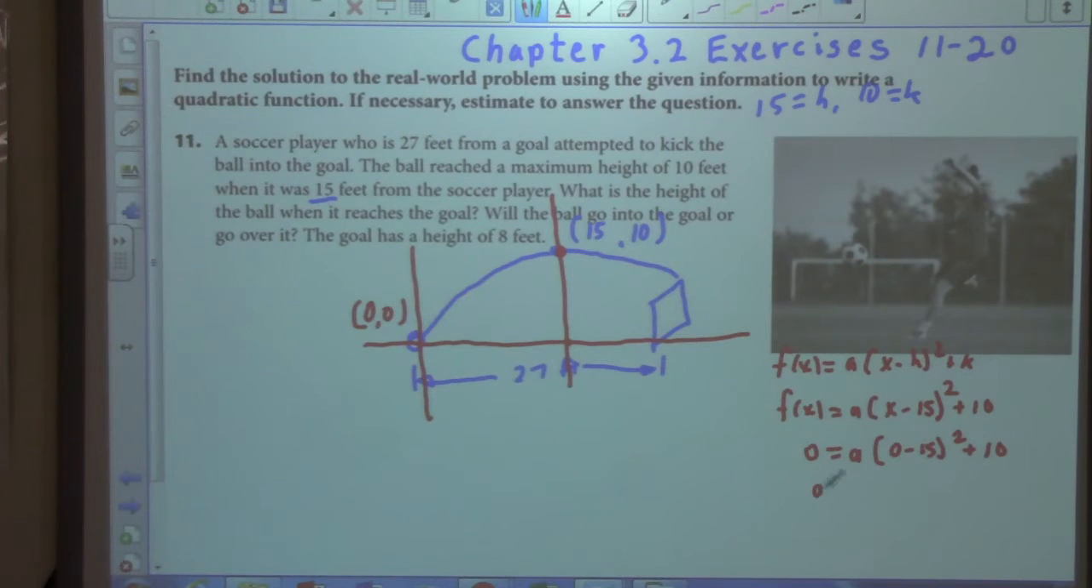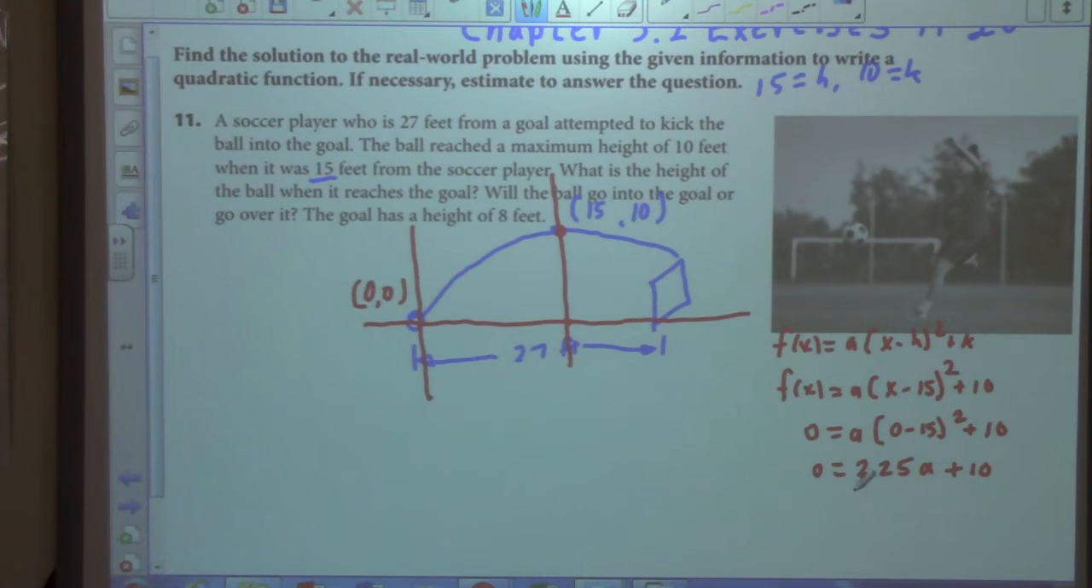So you can have 0 is equal to... what is 15 squared? 225. 15 squared is one of the things that at some point it'd be nice to know. So now we have a is equal to negative 10 over 225.